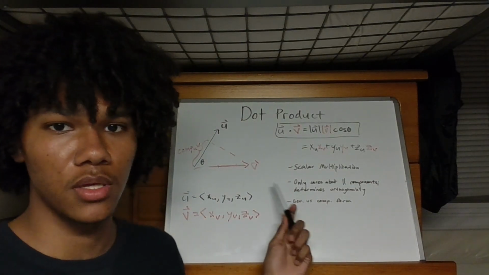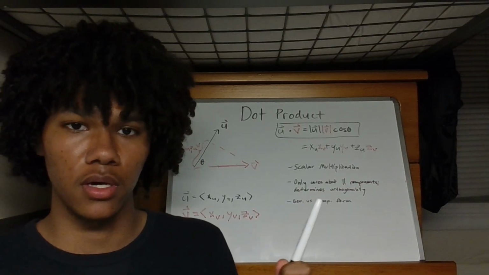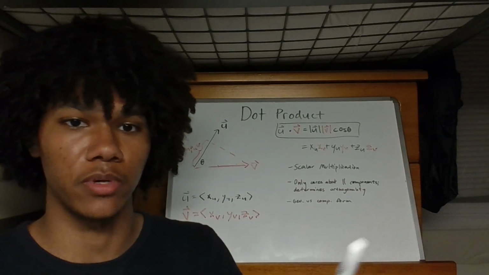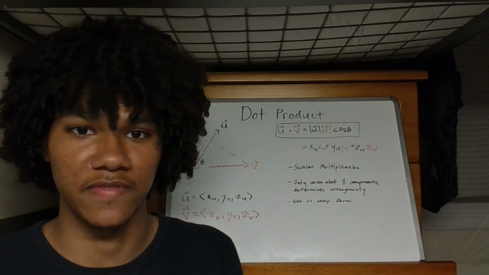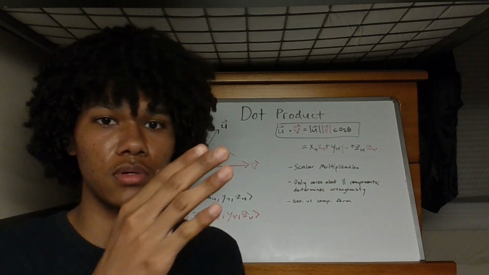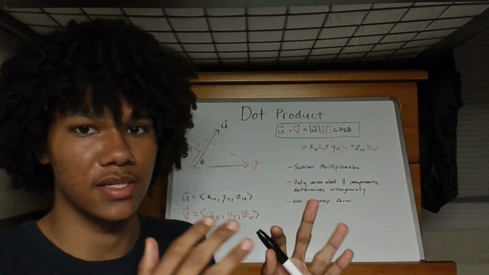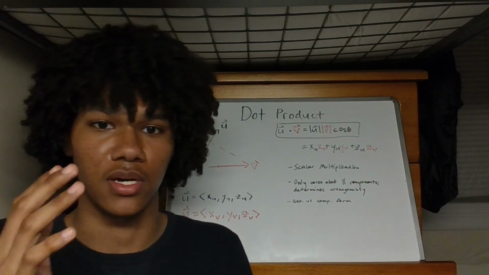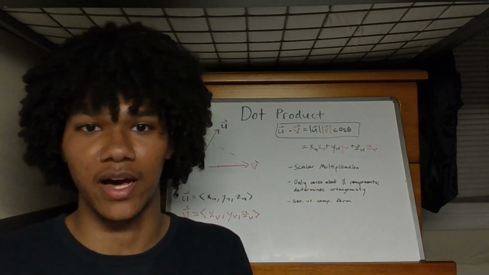One, the dot product outputs a scalar, meaning that taking two vectors and doing the dot product of them will give you a number, which also means that you cannot take the dot product consecutive times. If you do u dot v and put that in parentheses, you cannot dot the dot product with a vector because you'd be doing a scalar dotted with a vector, which is invalid.